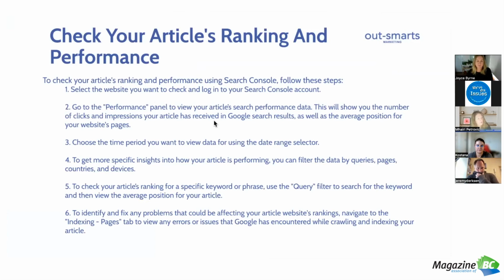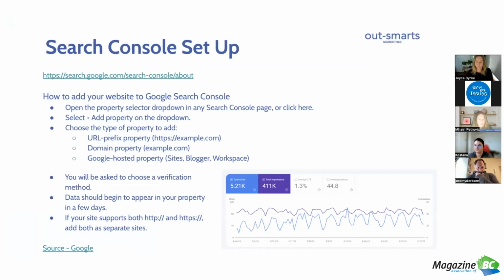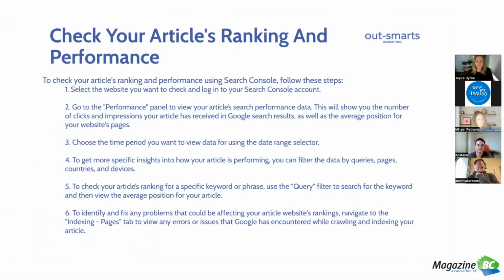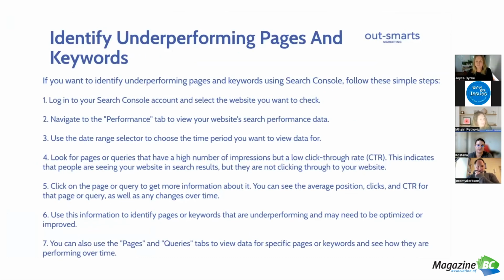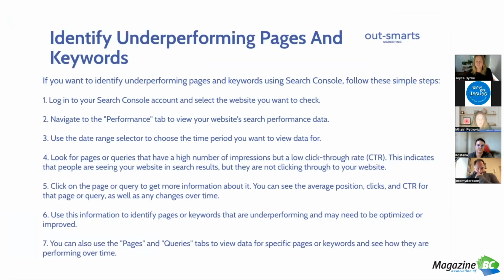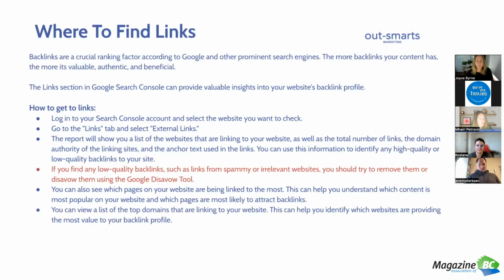So again, in your own time, we've included information on the things that you can click into on Search Console, the things that are important. So you can go through these slides here and identify underperforming pages and keywords. You can check your article's ranking and performance with the guidelines that we've provided for you. You can also look at your crawl indexing and mobile optimization as well. And you can use the instructions that we've provided to understand where to find links and what to look for in there.